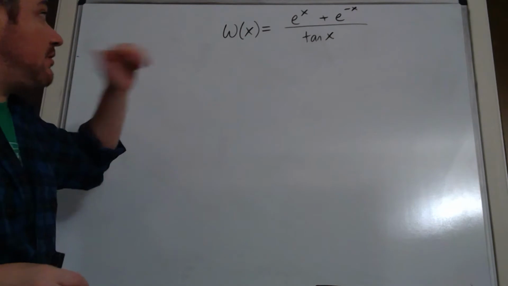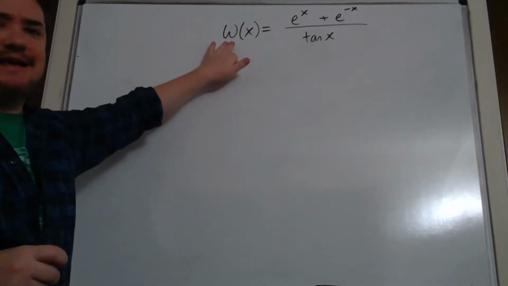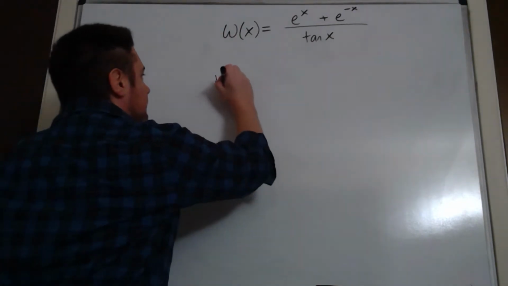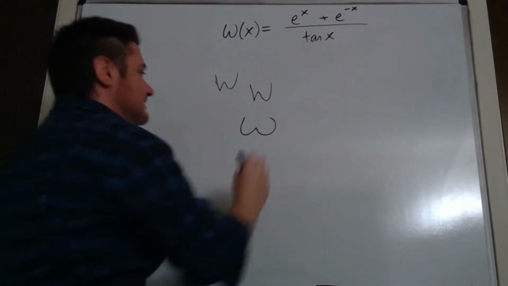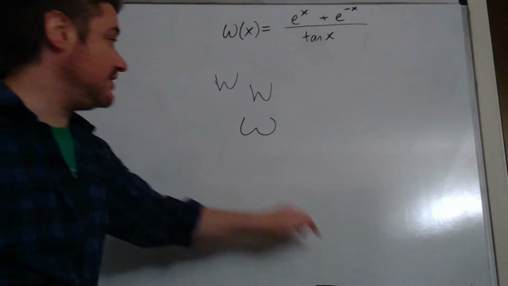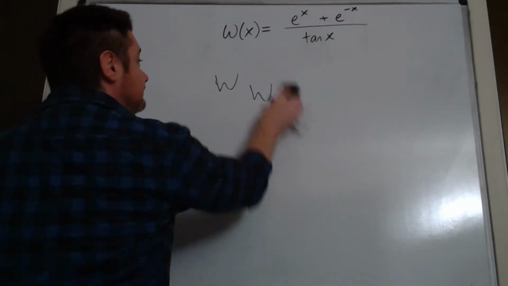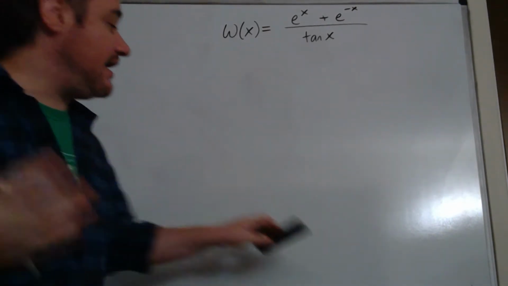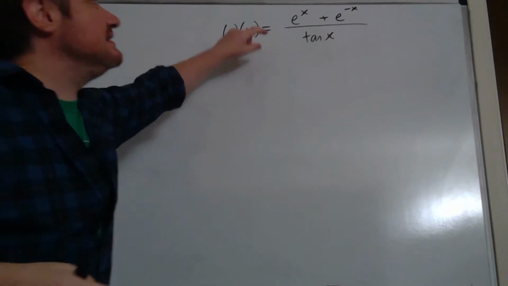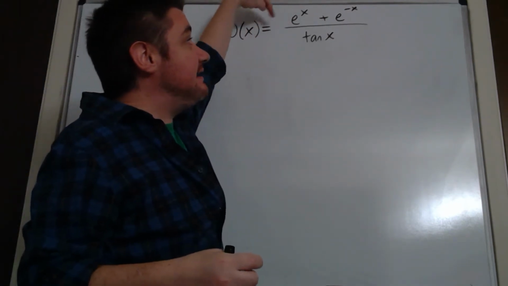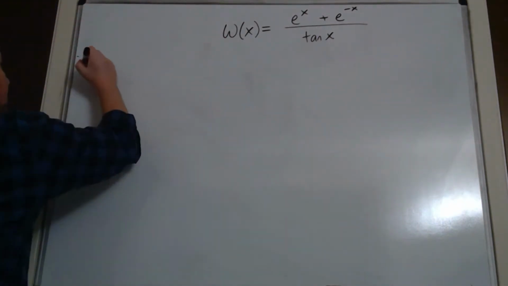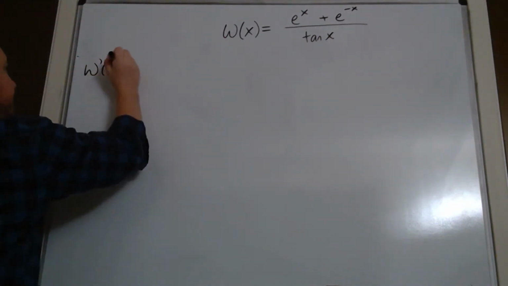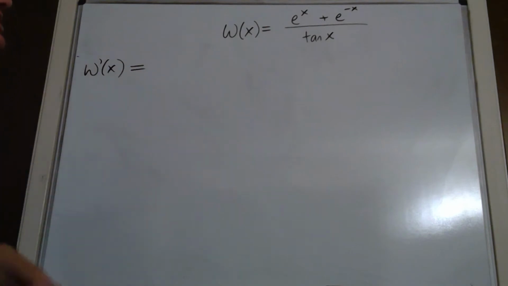All right. So I just named this function. This letter looks kind of like a W. W would have that little point right there, and so this is a lowercase omega. Greek letter lowercase omega. Why did I choose that letter? I have no idea. So here we've got omega of x is equal to e to the x plus e to the negative x over tangent of x. Okay, and we want to find omega prime, so the derivative of this function.